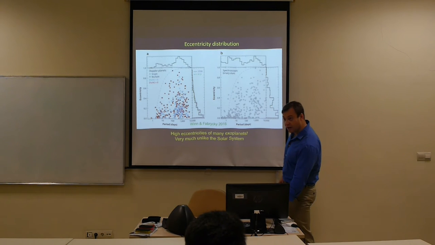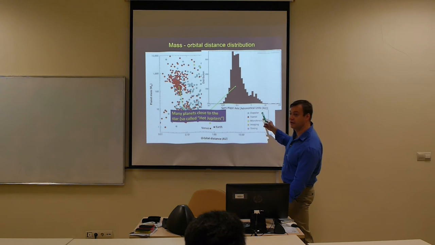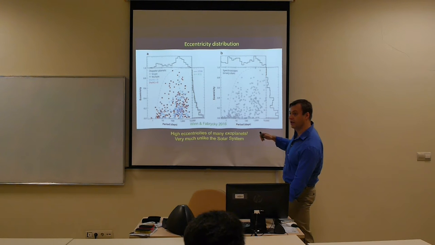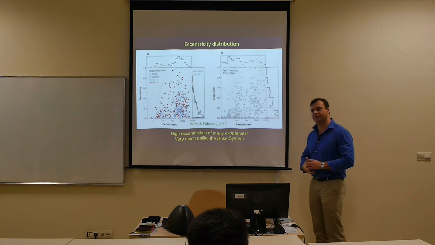Wouldn't that also indicate the migration of bigger planets? Like you mean this thing? You mean this thing, or what? That and the higher eccentricity. Higher eccentricity in what way?